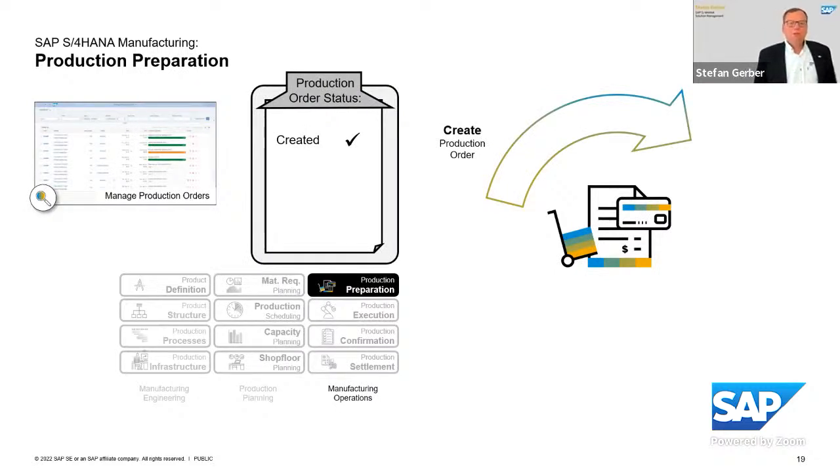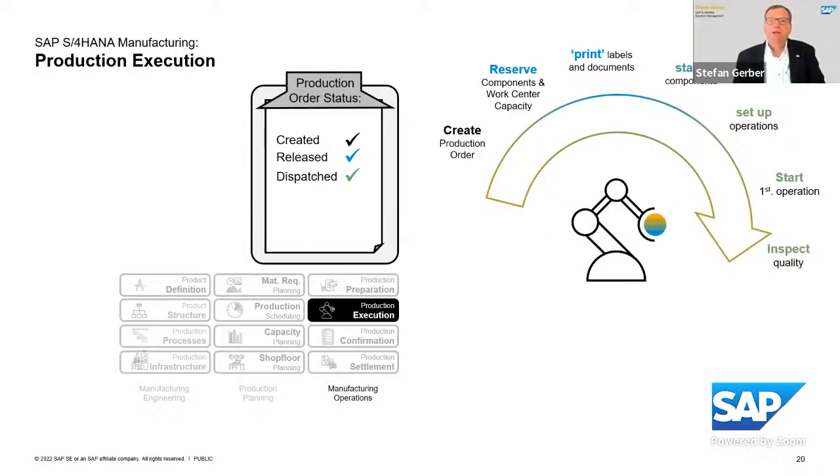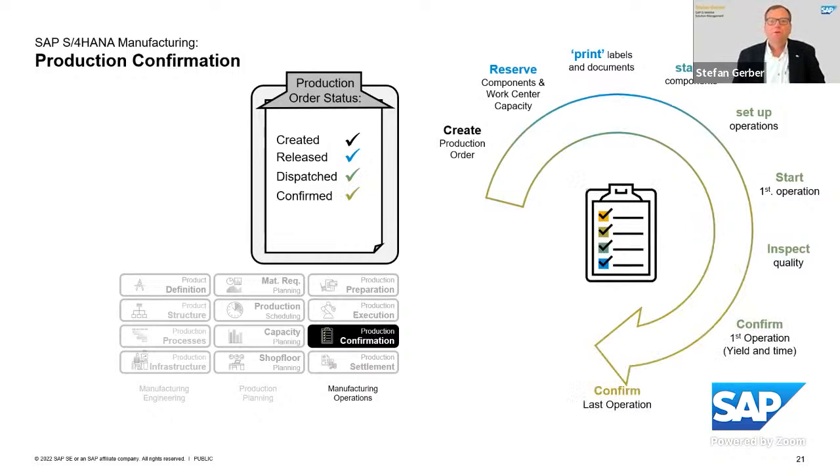Now we get into the operation part. What's the life cycle of a production order? First, it's typically transferred from a planned order. It's created. It also creates the reservation for the components and reserves capacity for the required work centers. Also, it prints the documents or issues the ones for the mobile devices. Then the production gets triggered: the start of it, the control of it, the inspection of it, and the confirmation of the first operation.